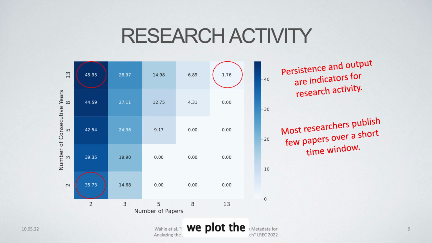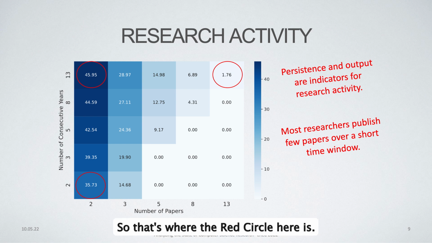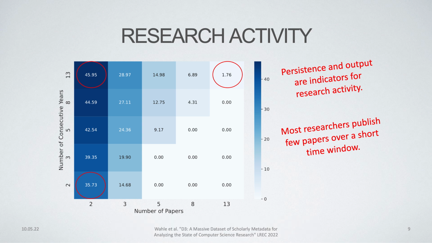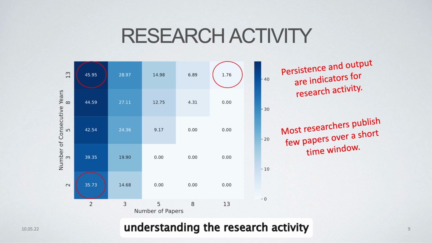Next up, we plot the relative amount of authors that have published papers over consecutive years. So imagine we ask the question, how many authors published at least 2 papers in the last 13 years? That's where the red circle here is. So the result will be 45% or 45.95% of authors published at least 2 papers in the last 13 years. So including time in addition to output enables understanding the research activity and productivity of authors here.